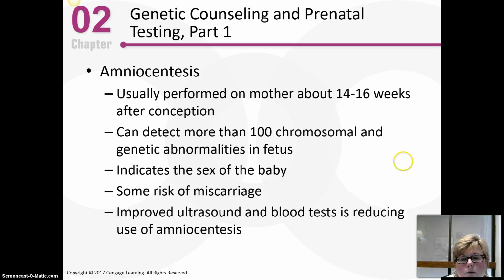This is usually performed on a mother about 14 to 16 weeks after conception, and it can detect more than 100 chromosomal and genetic abnormalities in the fetus. Now, it also tells beyond a shadow of a doubt the sex of the baby. Sometimes ultrasound pictures surprise us. Birth comes around and we just didn't look at things from a good angle, and sometimes you can still get a surprise, but the amniocentesis is pretty definitive.